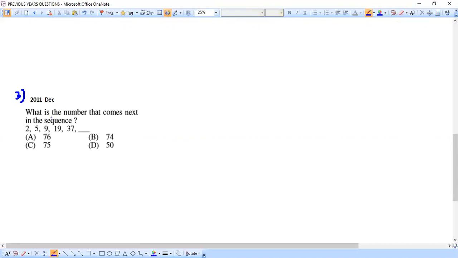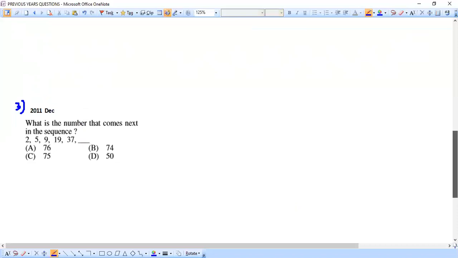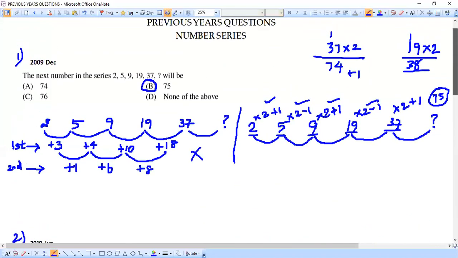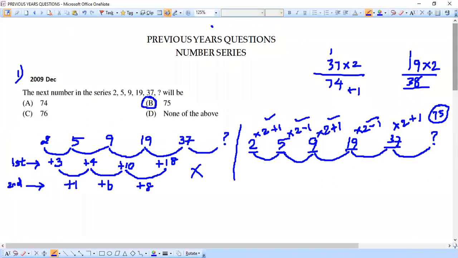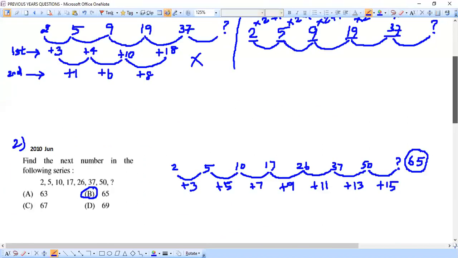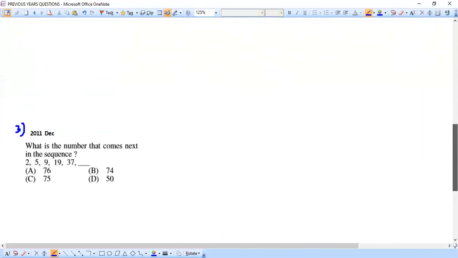So we'll see the question. What is the next number that will come in the sequence? 2, 5, 9, 19, 37, and then we have a blank. Okay, just hold on. This question seems to be very familiar, right? It's none other than what we solved just now. The first question that we solved is repeated. We have the same numbers here, 2, 5, 9, 19, and 37. The same question is repeated here.